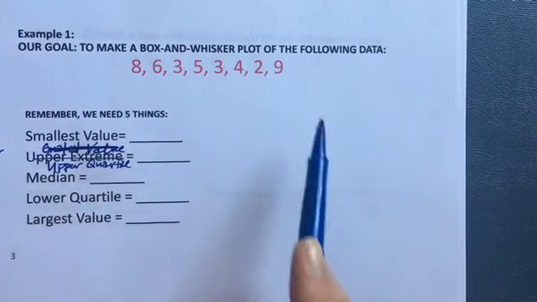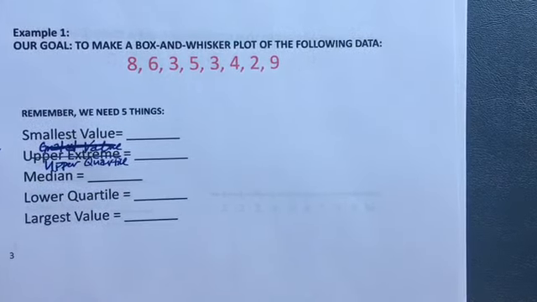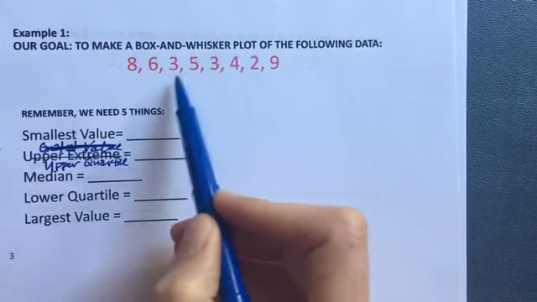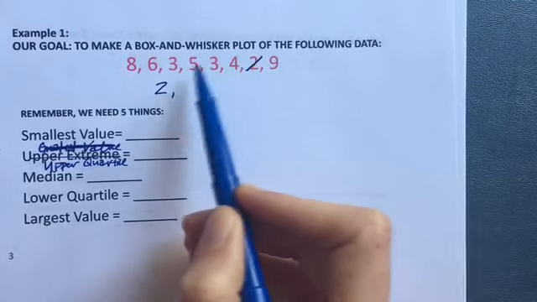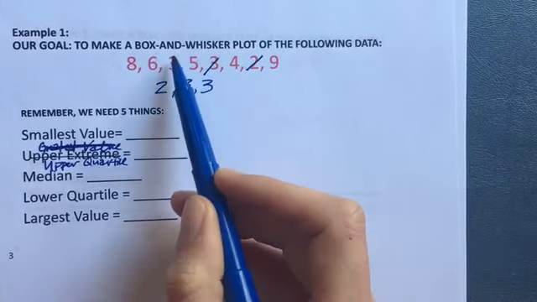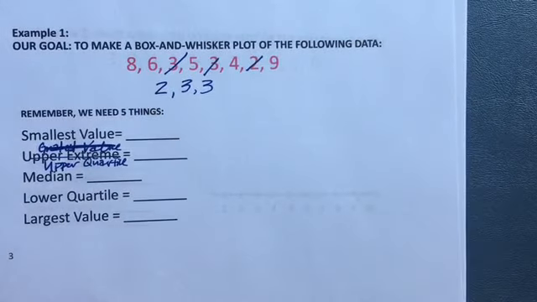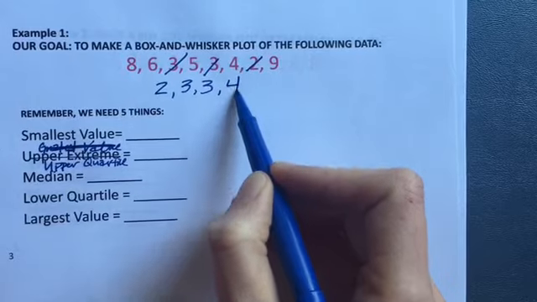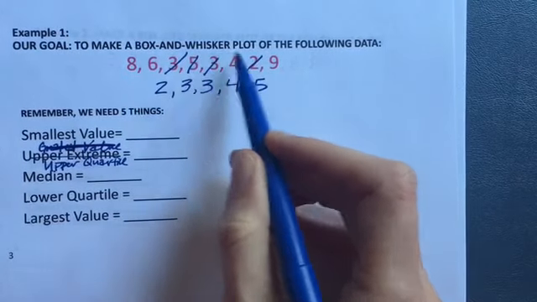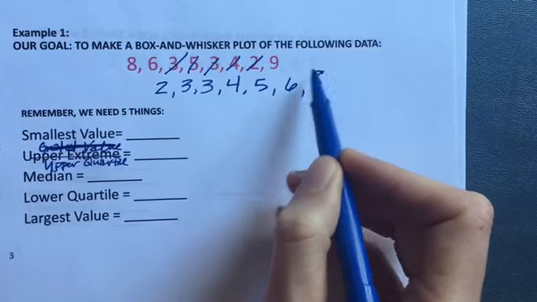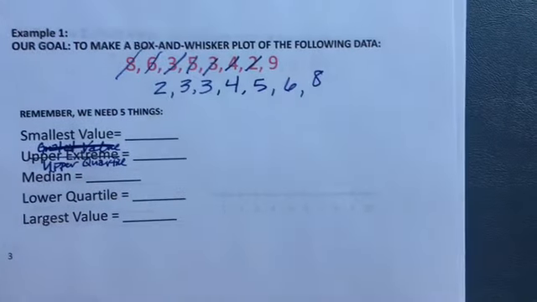So we're given a set of data. The very first thing we need to do is order the data, and that's what we've had to do before. The smallest value I see here is 2. Bring that down. I see a 3 and a 3, so I'll bring both of those down. I'm crossing them off so I make sure I do not lose anything here. Then I have a 4, 5, 6, and 8. All right, I've got them all brought down.